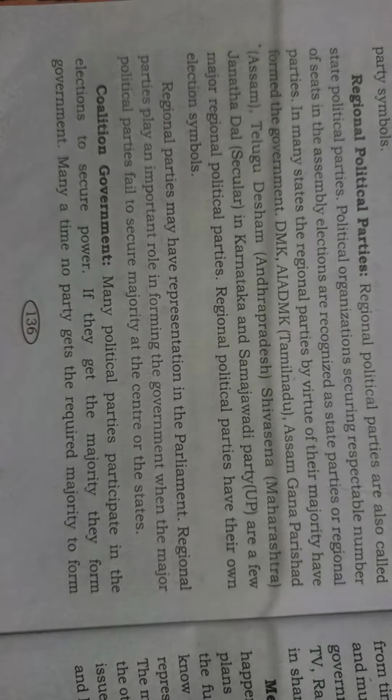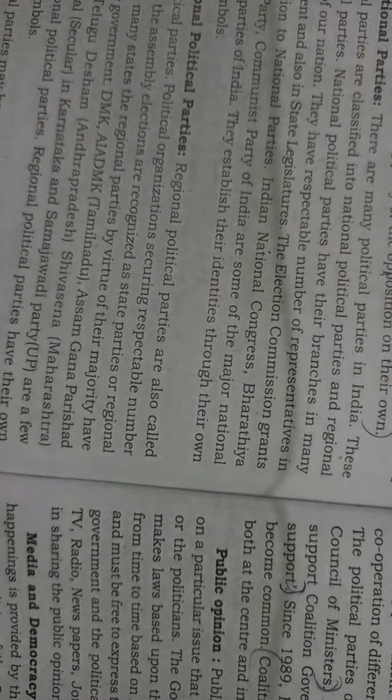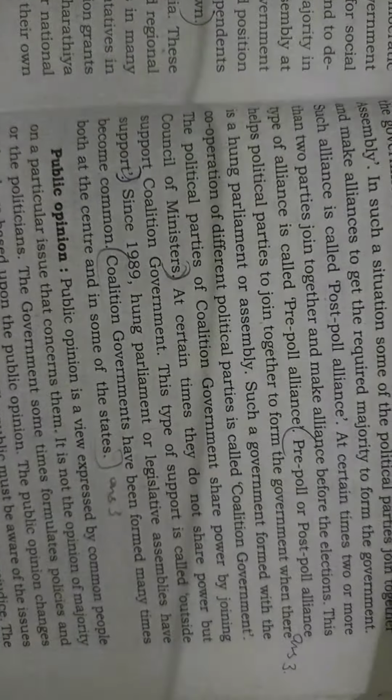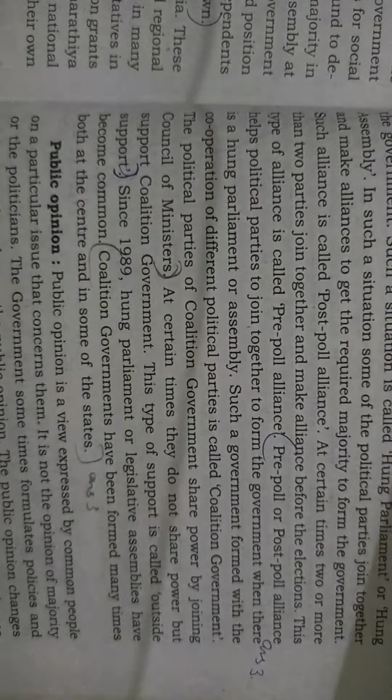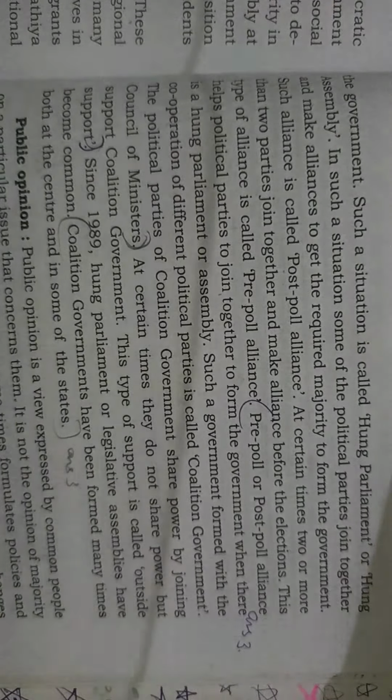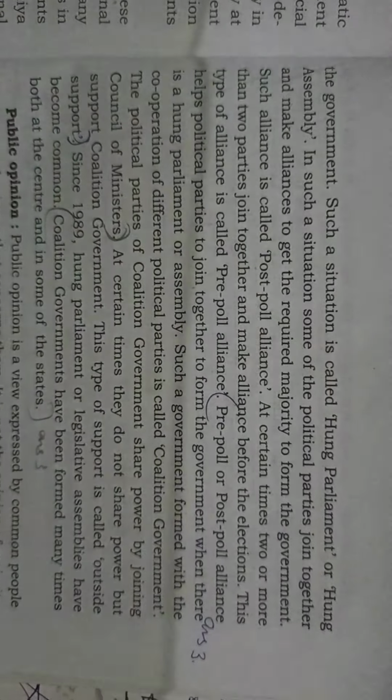Then we have the coalition government. In an election, many political parties participate to secure power. If they get the majority, they form government. Many a time no party gets the required majority to form the government. This situation is called a hung parliament or hung assembly.